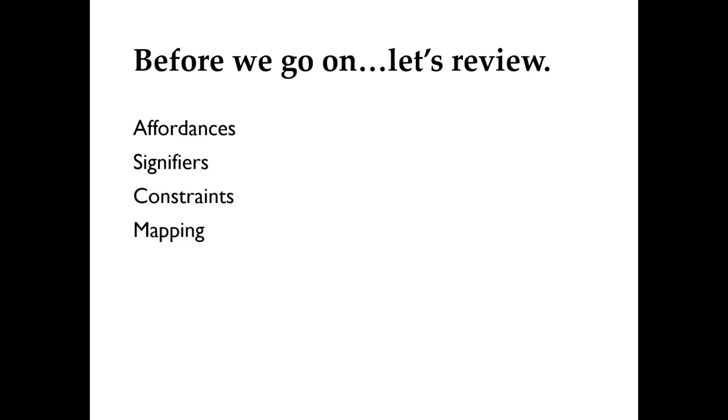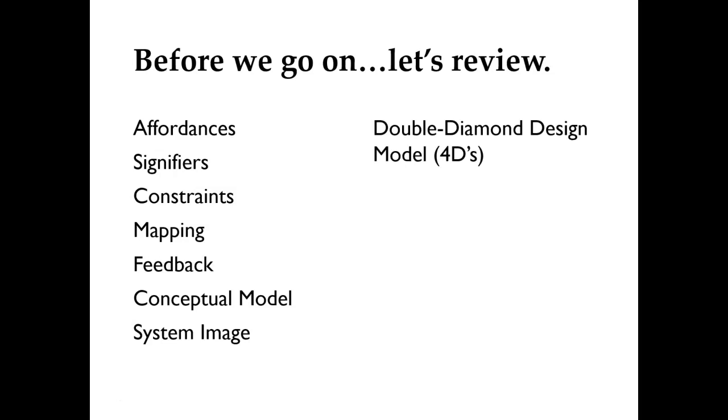Remember your vocabulary terms. You'll need them for the test coming up. You need to know what affordances are, what signifiers are, what constraints, mapping, feedback, conceptual models, and system images are. You'll also need to know the Double Diamond Design Model, the four Ds of it: discover, define, develop, and deliver. You'll need to know what they are, their order, and what they mean.